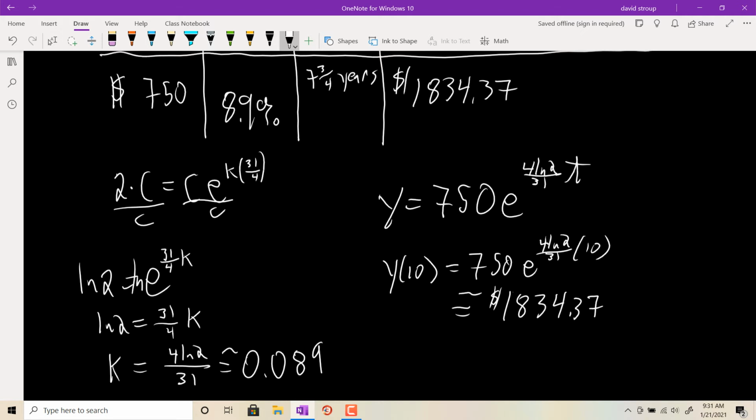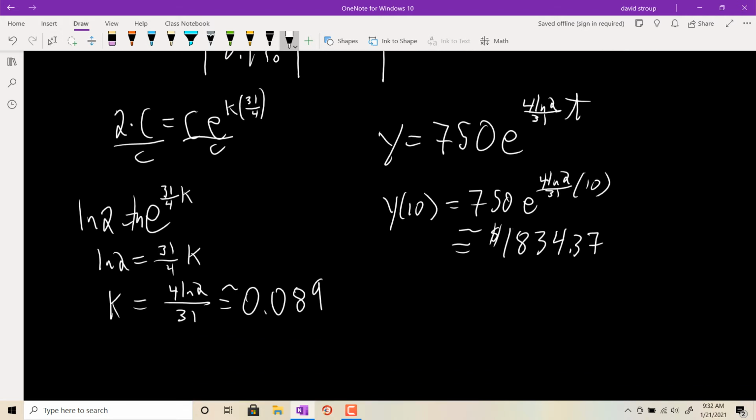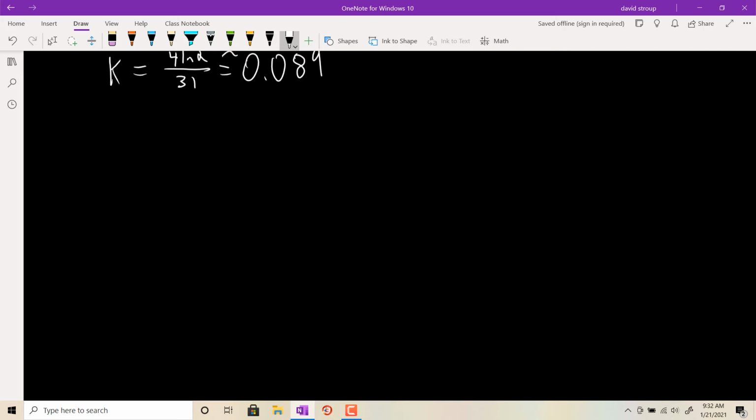Okay. So it's a mathematical model. It's the cheapest mathematical model, and it's a model that everybody should know about.